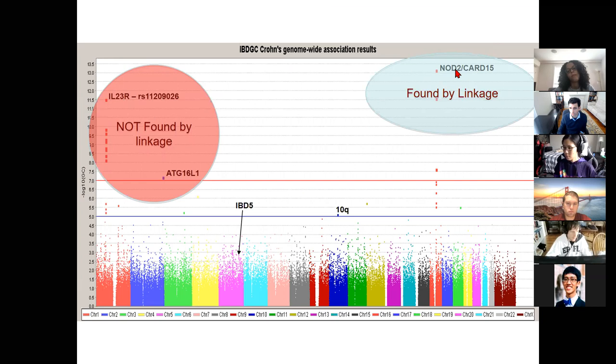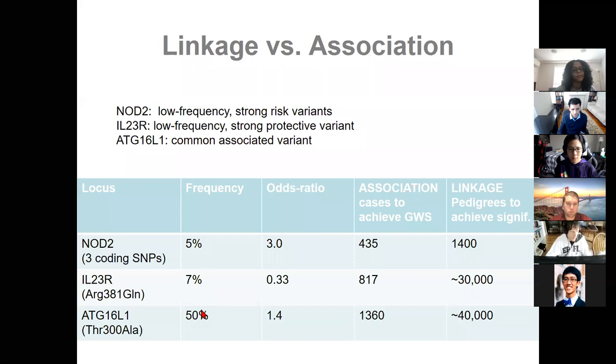And the reason is simply due to the frequency of the SNP and the odds ratio. This is the increased risk. This is increasing your risk by threefold. This is decreasing your risk by threefold. This is increasing your risk by only 40%. So you can calculate, based on the frequency of those SNPs in the population and the odds ratio estimated from your sample where you found them to be genome-wide significant, or whatever sample, even if they're not genome-wide significant, how many cases you would need in an association study to achieve genome-wide significance. And here you have, in the order of hundreds of cases.